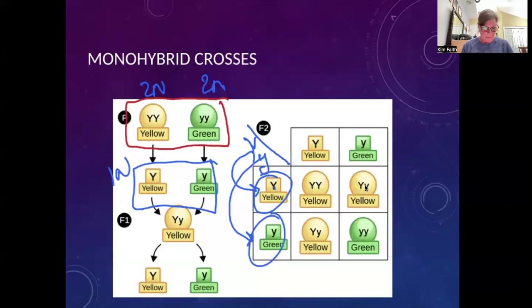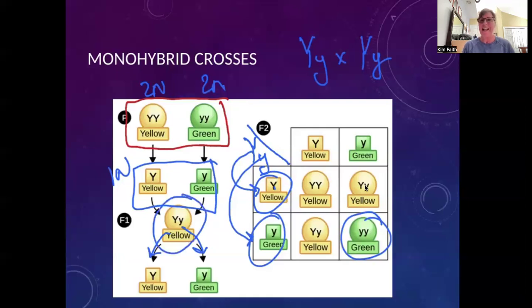And then again, we're going to separate those out during meiosis to make our gametes. And then if we do a self-cross, so if we cross this with this, okay, notice we get our green back. All right, so we went from being all yellow, we didn't see any green in the F1s, to about 25% being green in the second generation, the F2s. Okay.